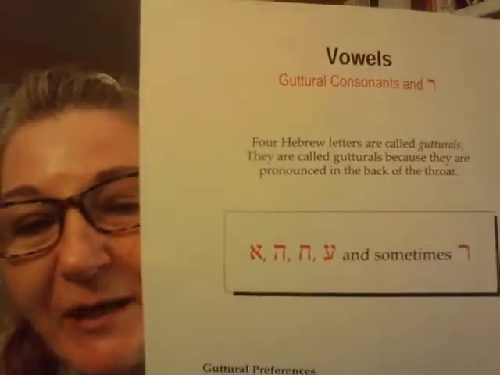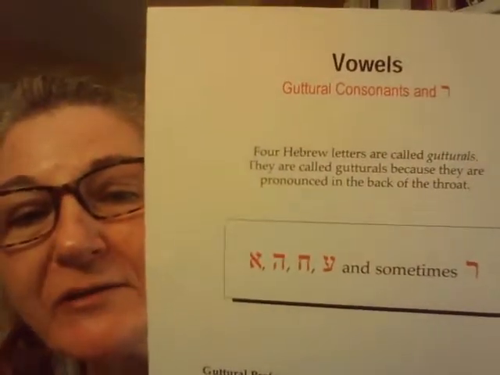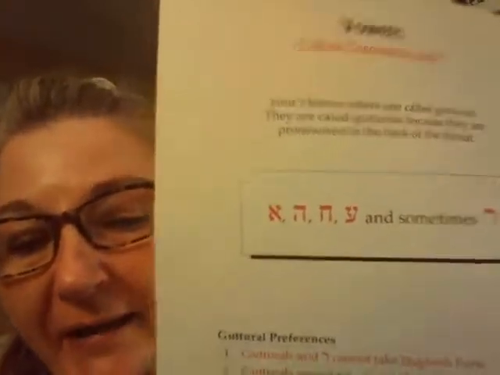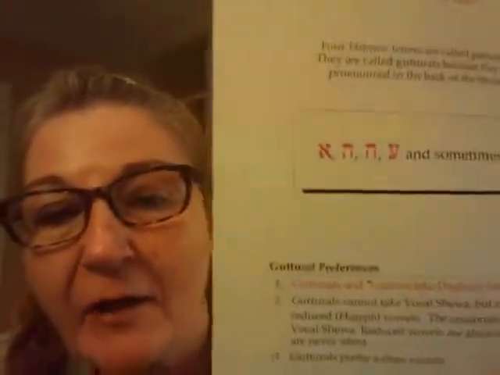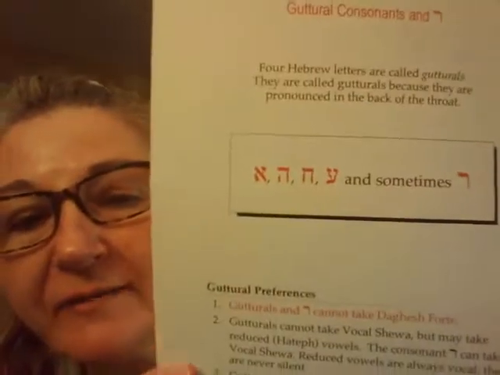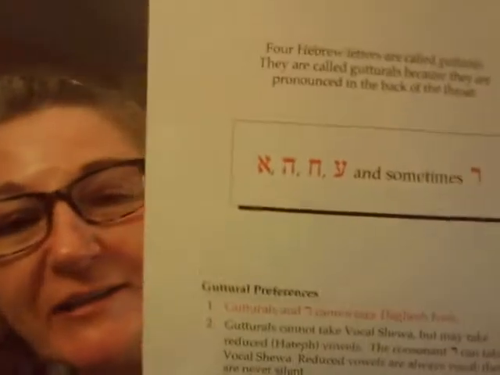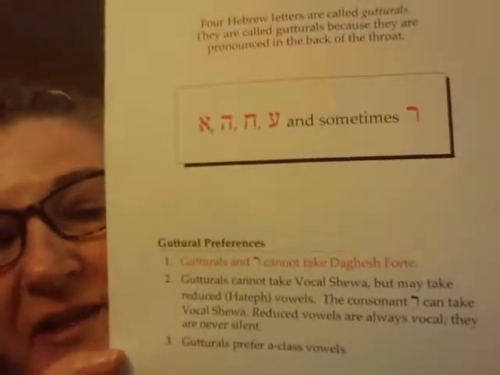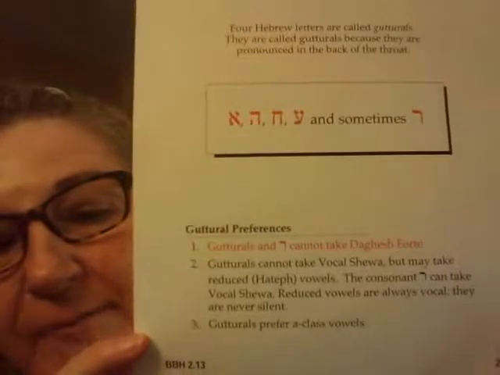So here are the gutturals. Know these and know these well. The 4 Hebrew letters are called gutturals. They're called gutturals because they are pronounced in the back of the throat. Now, of course, resh, ayin, het, hey, and aleph. I'm sorry, I totally did that backwards, just like I was reading Hebrew. Aleph, hey, het, ayin, and resh. Sometimes resh. Gutturals and resh cannot take a Dagesh Forte.